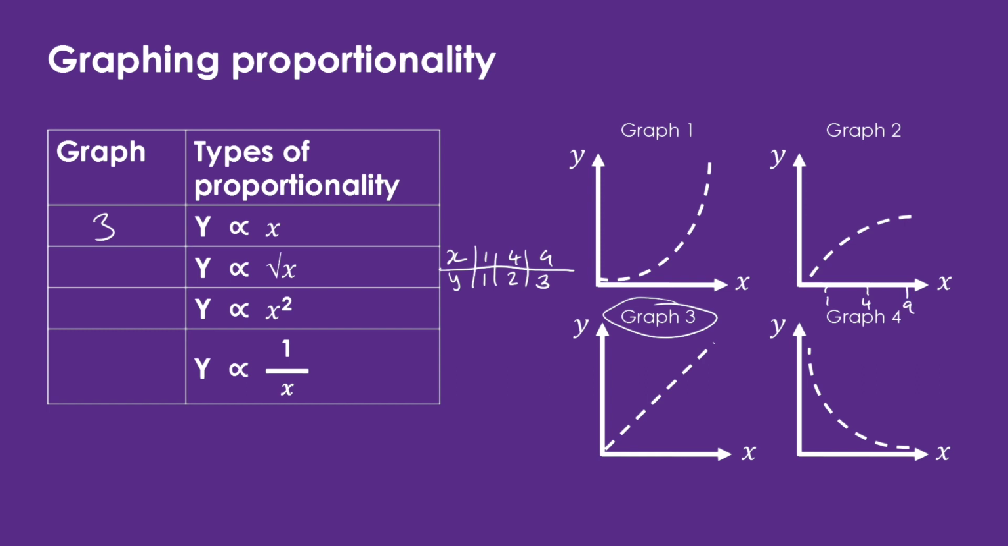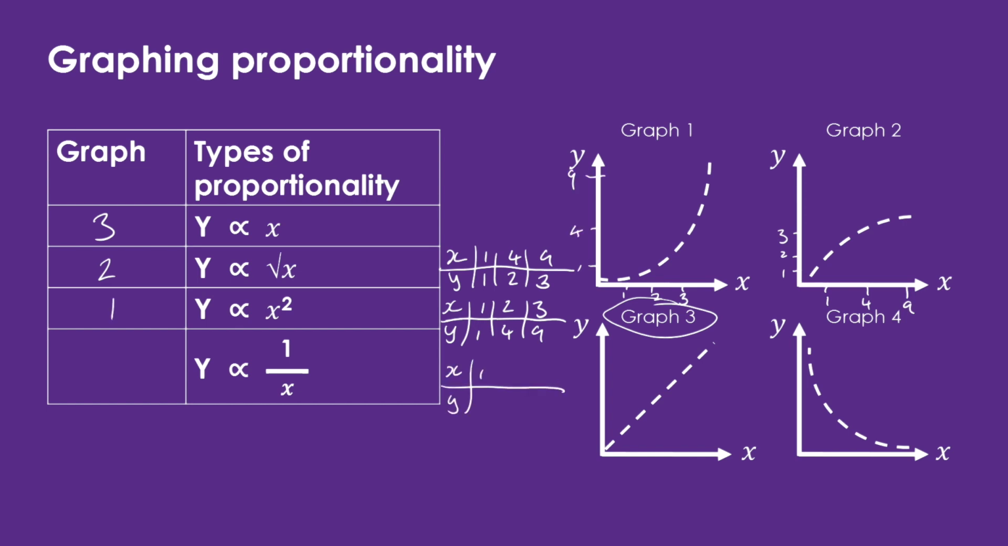This seems to work. Now we're looking for the graph for y is proportional to x squared. Again, let's create an x and y grid to plot some of these values. This time I'll use consecutive numbers for x, which will create the squared numbers for y. So when x equals 1, 2, and 3, y will equal 1, 4, and 9. So this graph will slope sharply up, and we can see that in graph 1.